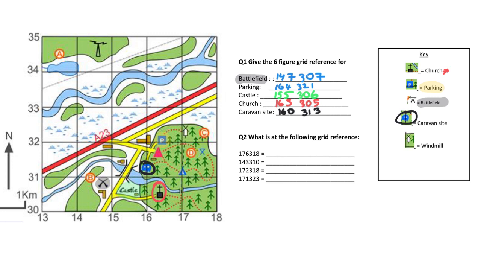Then we need to try and find what's in the following grid references. So 176, so we're splitting that up into 2 different numbers, 176 and 318. So we go into the 17 grid and the 31 grid, so we're in here, but we're 6/10 of the way across, and we're 8/10 of the way up, so we're at this symbol, which is a picnic site.